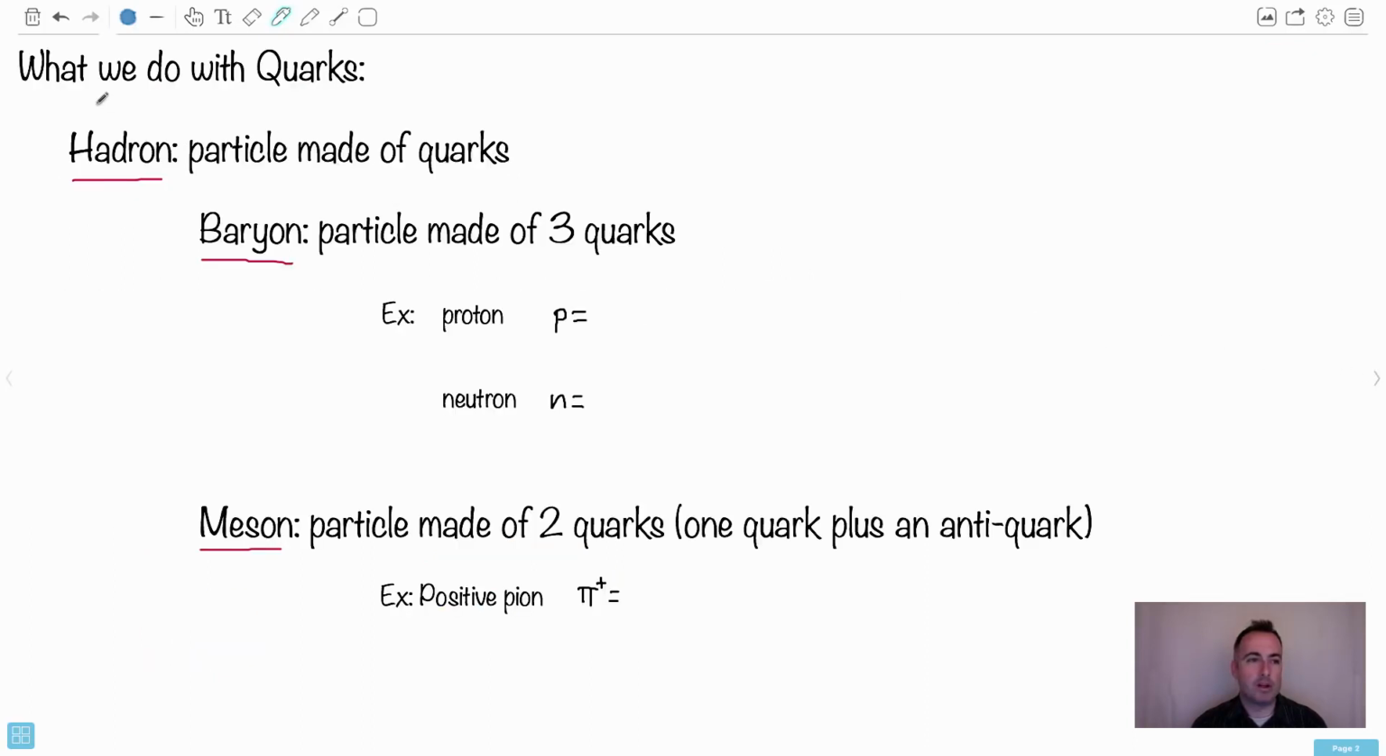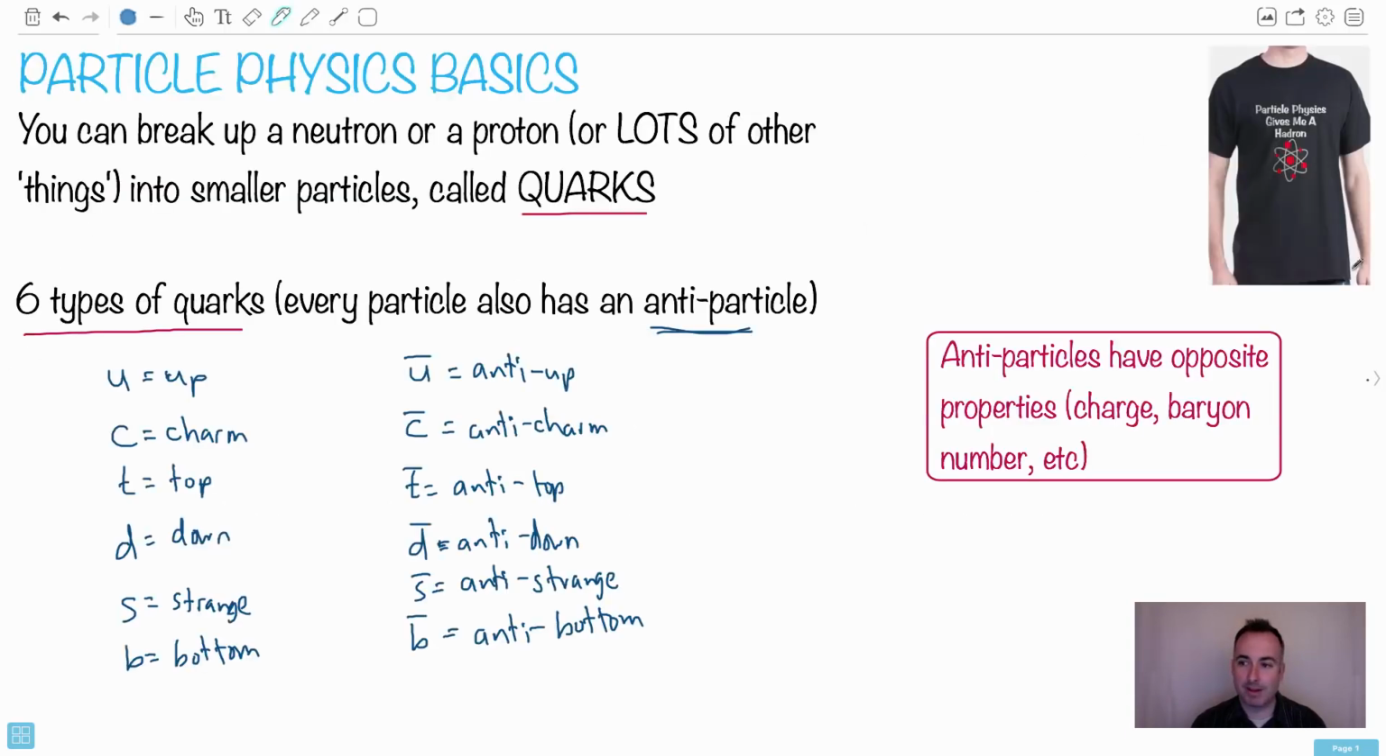So what do we do with quarks? We have the largest scale structure, which is called a hadron. Or like this t-shirt, right? Particle physics gives me a ha-ha.